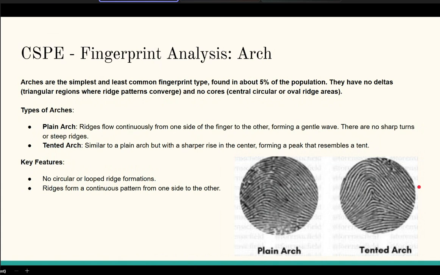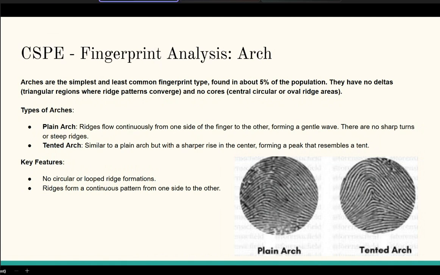Some key features are that there are no circular or looped ridge formations, and it all goes from one side to the other. So nothing's going to loop around. It's just one straight line from one side to the other.